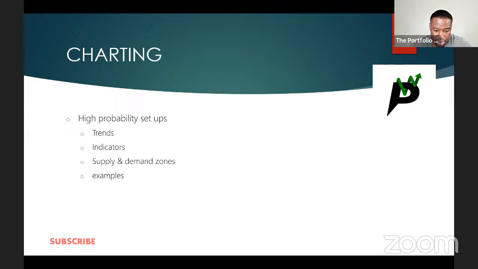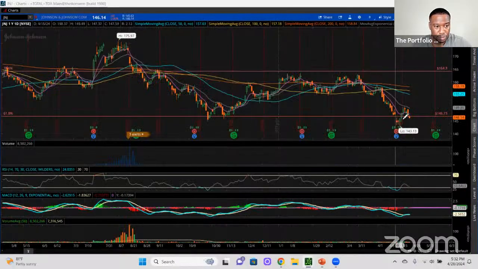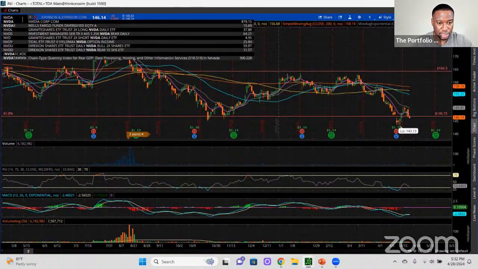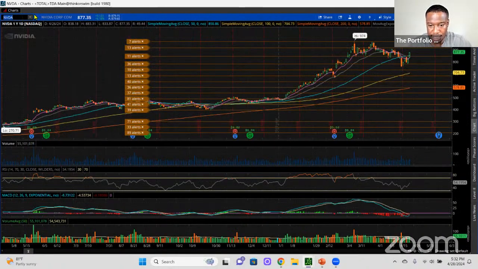All right, so I'm going to share this screen and show you. A couple of things just so you can see. NVIDIA is one of the stocks that I love to trade. We're going to start out on the naked chart. We're going to remove all the indicators.